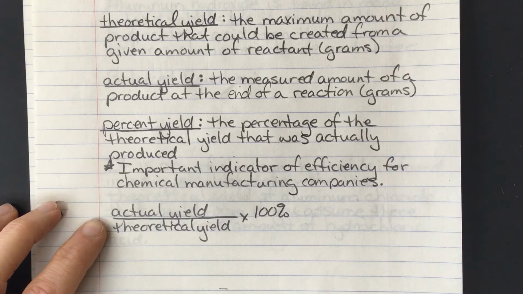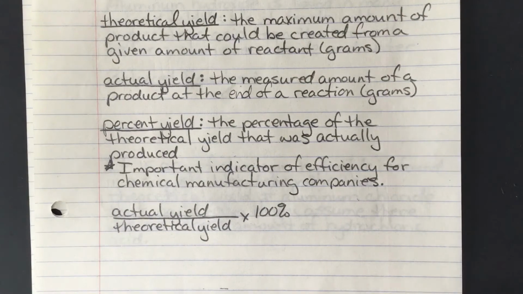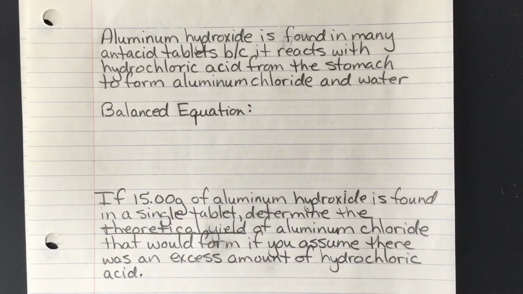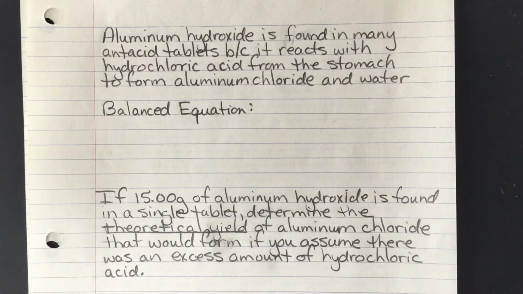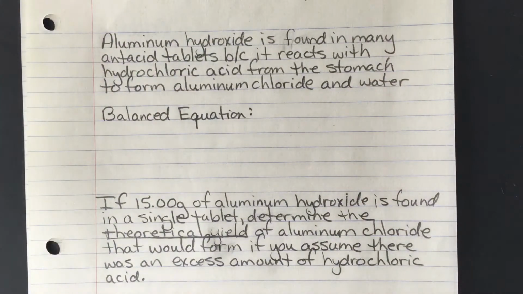And the equation that we're going to use is actual yield over theoretical yield times 100%. So let's take a look at a problem. I will give you a couple of seconds to stop your video to copy this down. Okay. So our problem is: aluminum hydroxide is found in many antacid tablets because it reacts with hydrochloric acid from the stomach to form aluminum chloride and water.